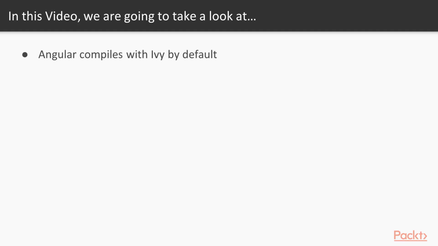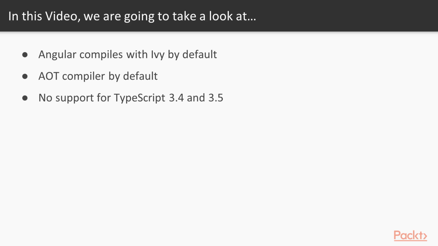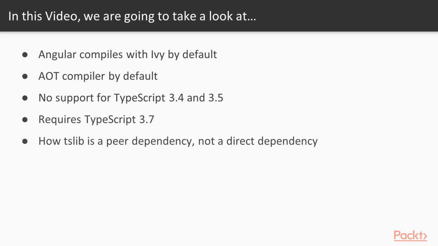So Angular 9 now compiles your project or your application with the Ivy engine by default, and it uses the AOT compiler by default as well. It no longer supports TypeScript 3.4 and 3.5, so it's highly recommended that you upgrade to 3.7. And lastly, the tslib library, which is required for TypeScript, is now a pure dependency and not a direct dependency. So we'll take a look at that and see what that means in a bit.